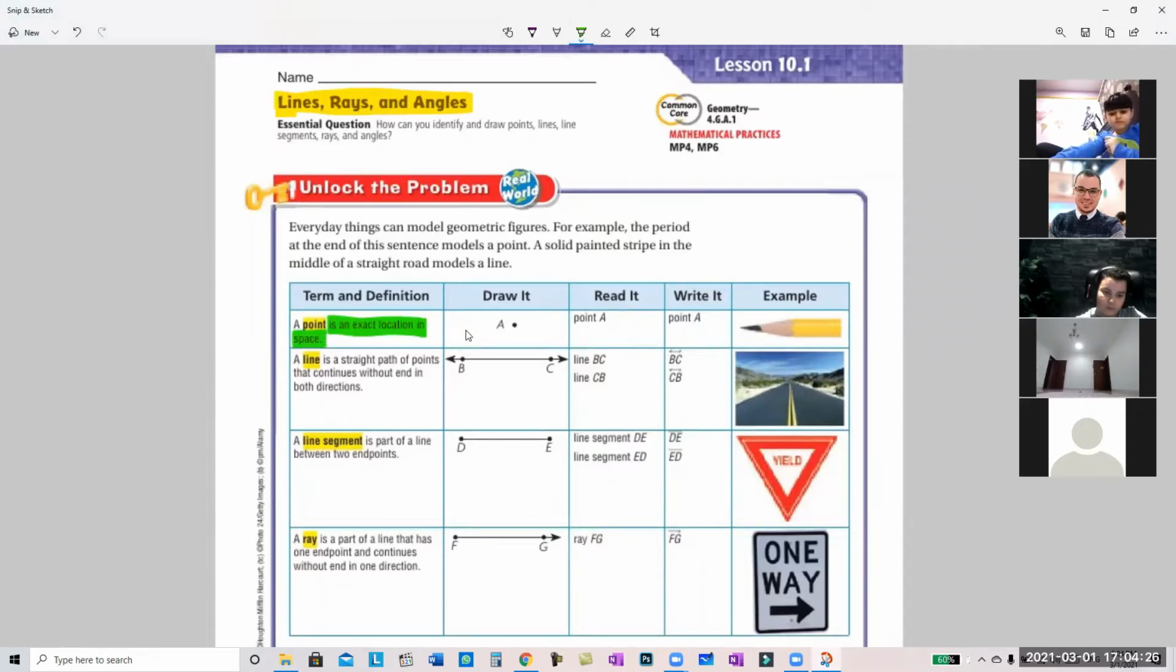So how can we draw it? We can draw it like that, point A, and you can name it with A, okay?